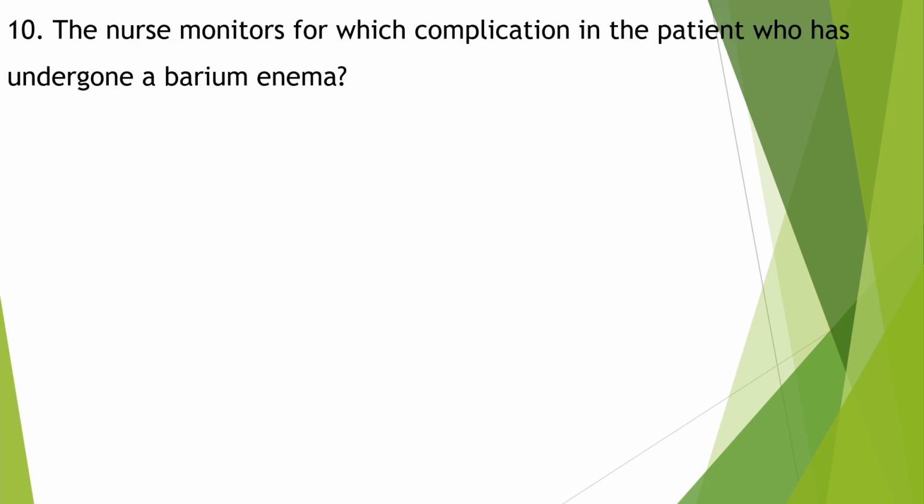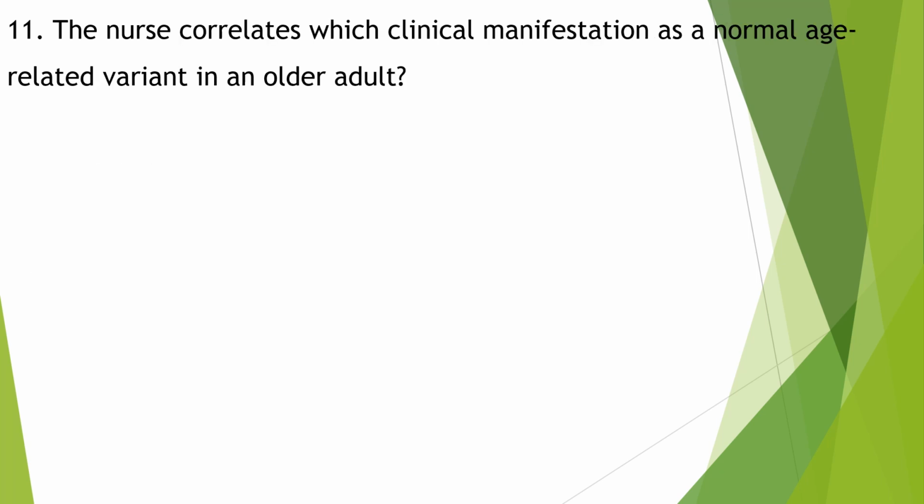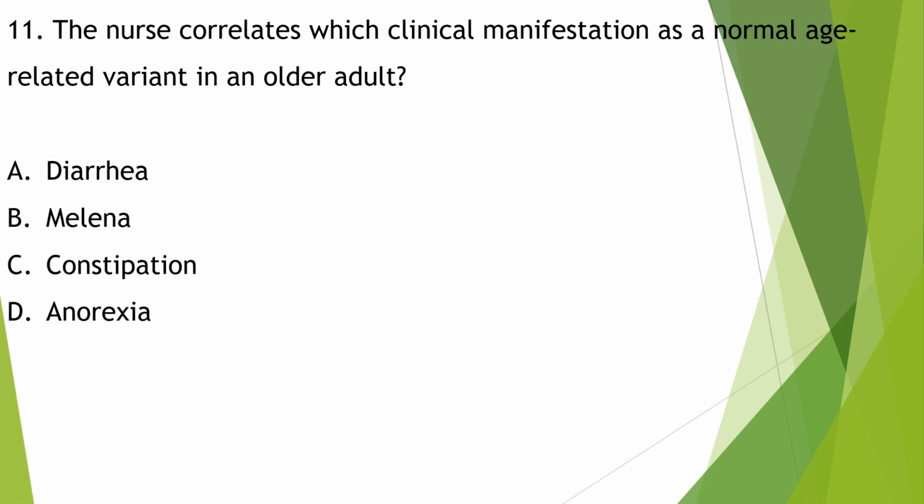The nurse monitors for which complication in the patient who has undergone a barium enema? Fluid overload, dehydration, diarrhea, constipation. When the barium is not properly eliminated, it can harden and can cause constipation. The nurse correlates which clinical manifestation as a normal age-related variant in an older adult? Diarrhea, melena, constipation, anorexia. Due to decreased peristalsis in an older adult, constipation is a risk factor.